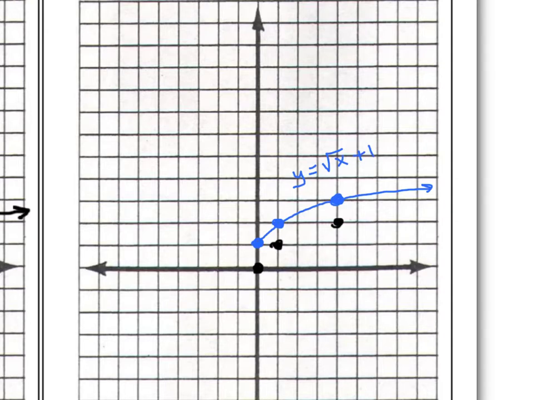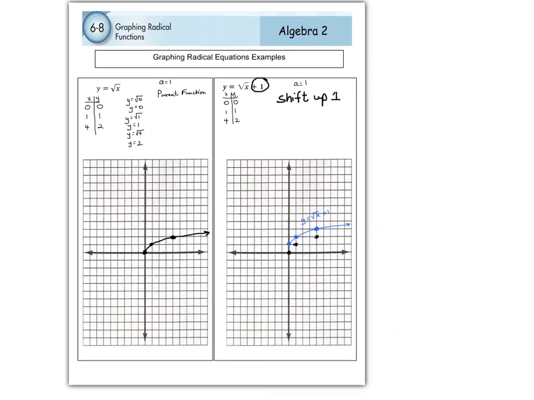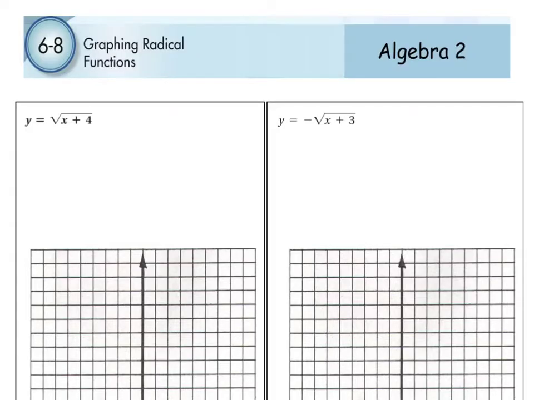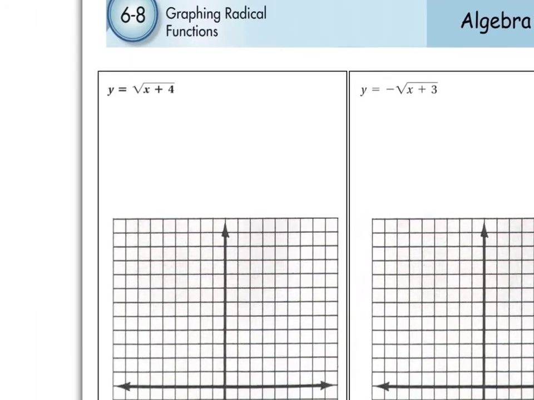And you're done. Okay, so you'll notice when a is 1, if you can do the parent function, the graphs are really pretty simple, they're not that complicated. Okay? Alright, let's take a look now at examples 3 and 4. So we've got the first couple done here. Alright, examples 3 and 4 here now.